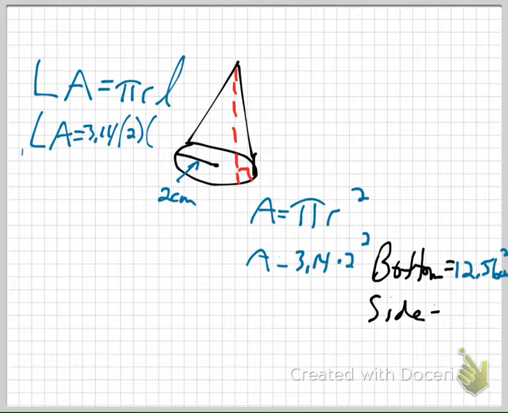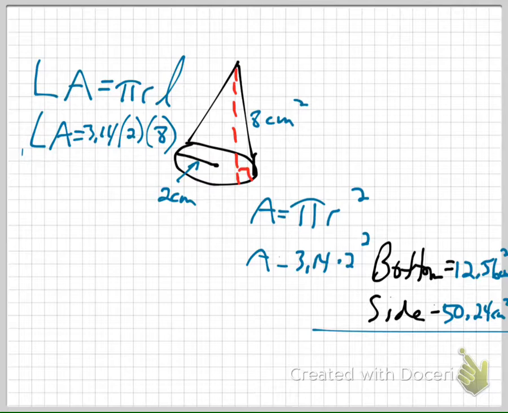How tall is this baby? Well, I didn't tell you. We'll say it's 8 centimeters. If it's 8 centimeters, then you go times 8. What is 2 times 8? 16. What is 3.14 times 16? What is it? 50.24 centimeters squared. What do you do? Add them up. 62.8 centimeters squared. If they want you to round to the nearest whole, 63. Does that make sense? You just use the formulas that they hand you.